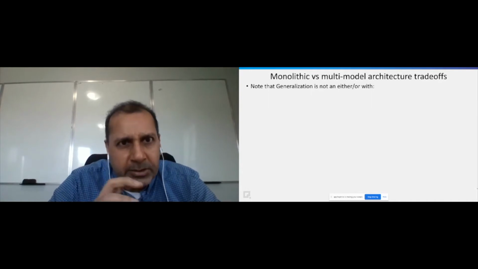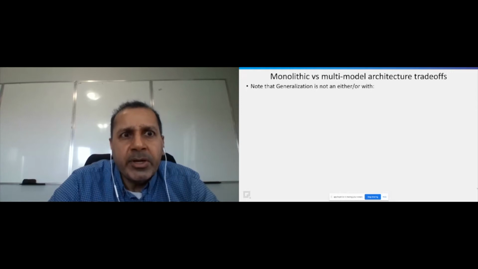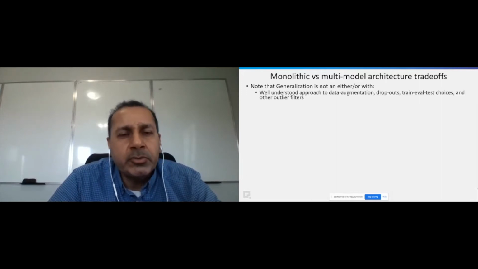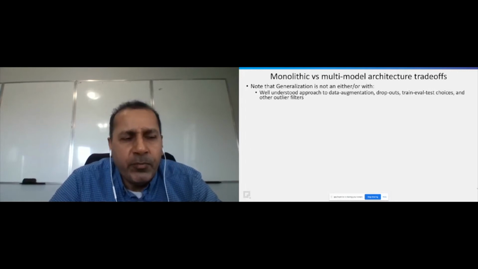And as I said, whichever of the architectures you choose, you will always have to exercise due caution related to generalization. Whichever architecture you use, we expect that you will use all the appropriate techniques of data augmentation, dropout, regularization, making the right choices of train, eval, test, filtering out outliers and anomalies, and so on and so forth.